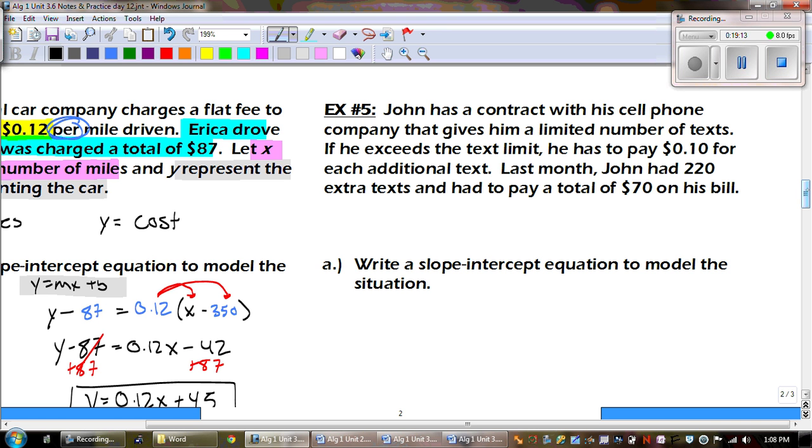All right, number 5. Says John has a contract with a cell phone company that gives him a limited number of texts. If he exceeds the text limit, he has to pay 10 cents for each additional text. Last month, John had 220 extra texts and had to pay a total of $70 on his bill. So let's see if you can figure out A all on your own. Go ahead and pause the video, and good luck.